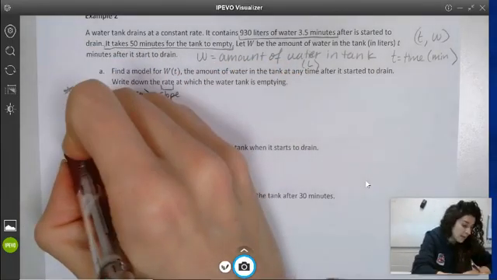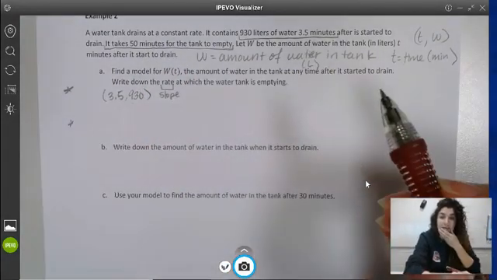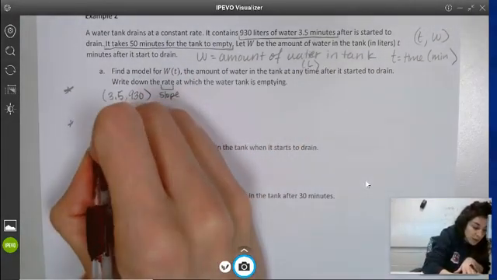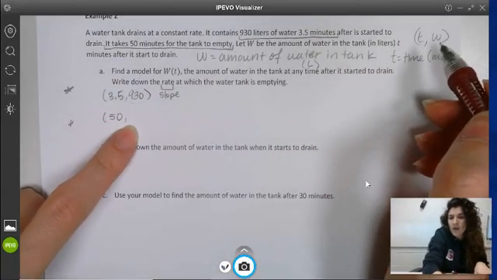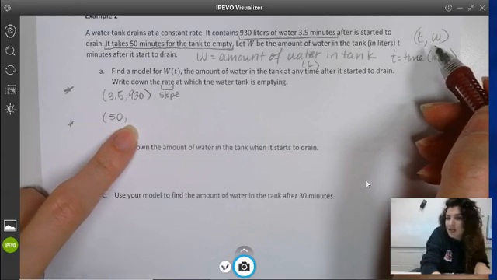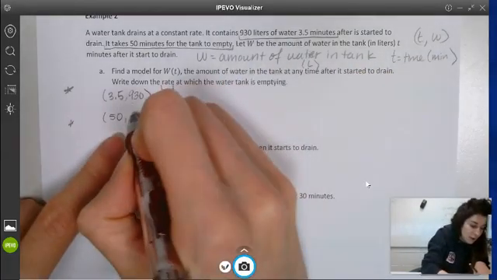It says it takes 50 minutes for the tank to empty. I want you to go ahead and try to make that point on your own. 50 minutes is time, right? So I would put it in my spot for time in my point. And then I think, well, wait, what would be the W? How much water is left in the tank? Well, if it's empty, the amount that's left in the tank is 0.